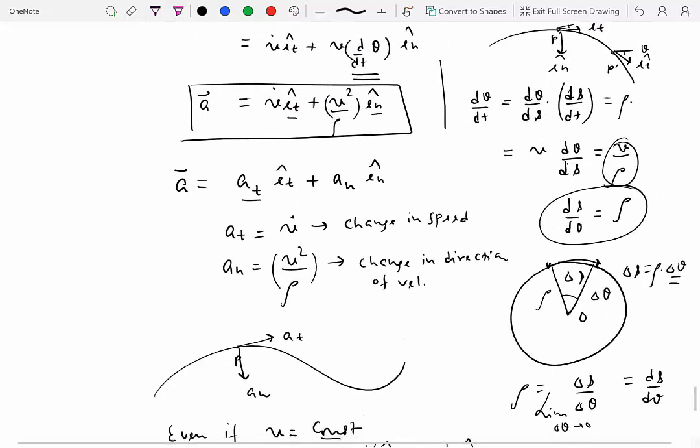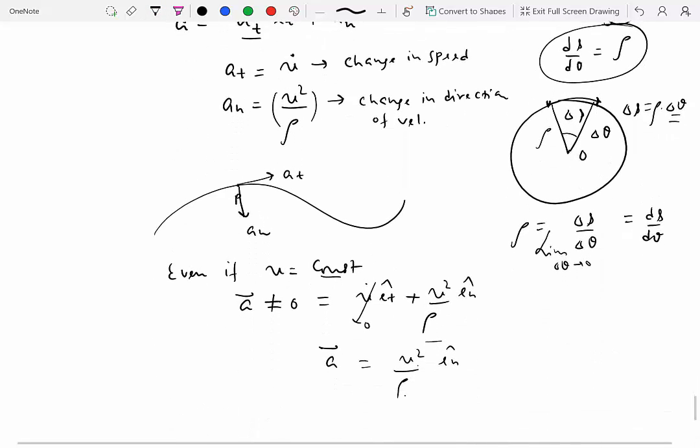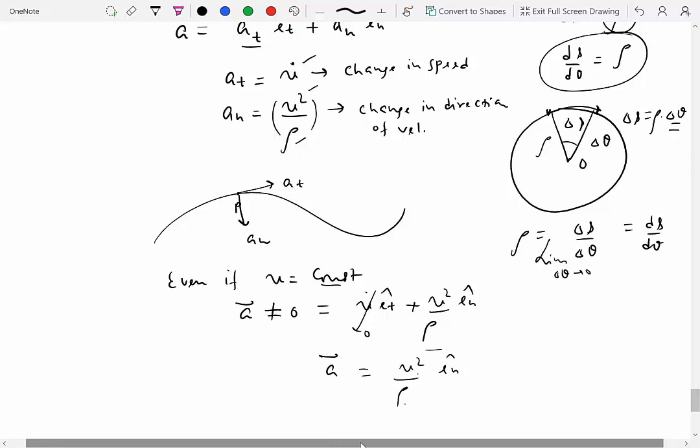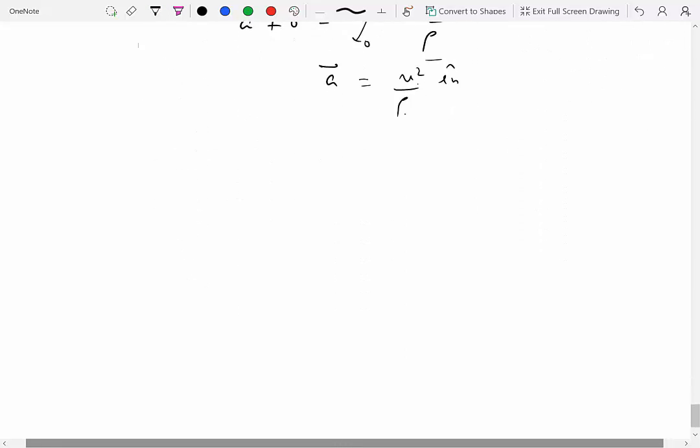So going back, what are the terms that we need to compute the acceleration over here? We need the change in speed, we need the actual speed, and we need the radius of curvature, which is nothing but the radius of the circle that you can fit at the point where you're interested in computing the acceleration. So let's look at a couple of simple examples.